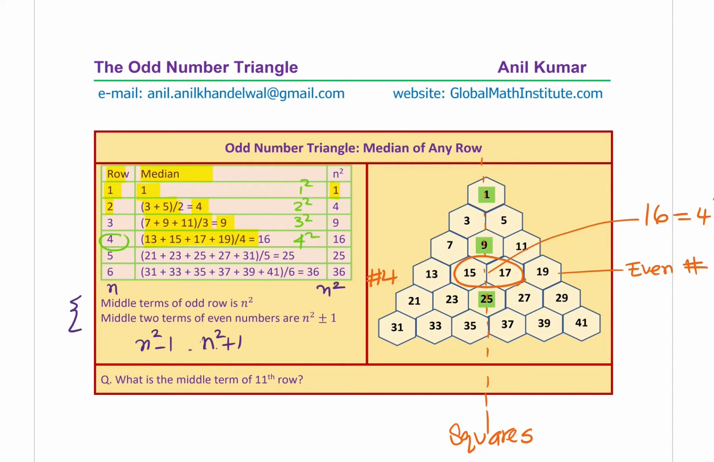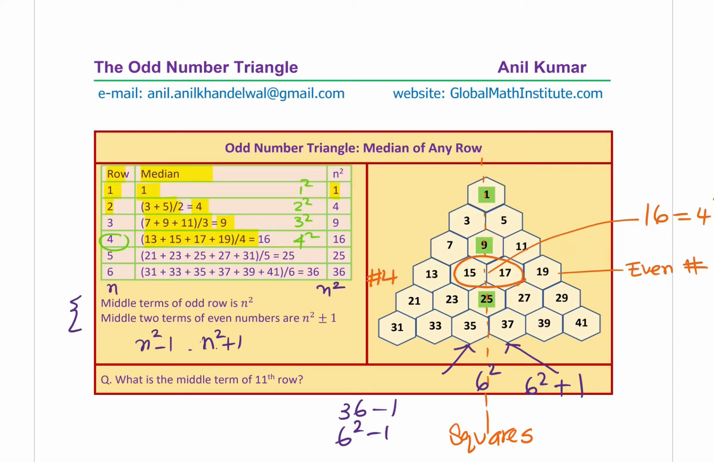So as you can see here, 35 and 37. 35 is 36 minus 1, which is 6 square minus 1, and 37 is 6 square plus 1. Center value, as expected, is a perfect square. So that is another important property.